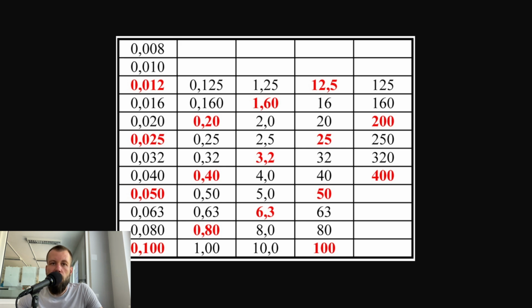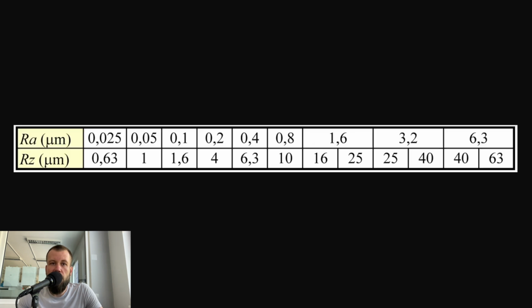In practice, the numerical values of the maximum profile height RZ are chosen to be the same as the value of the parameter RA. In this table, you can see comparisons of the approximately corresponding numerical values of the surface roughness parameters RA and RZ.